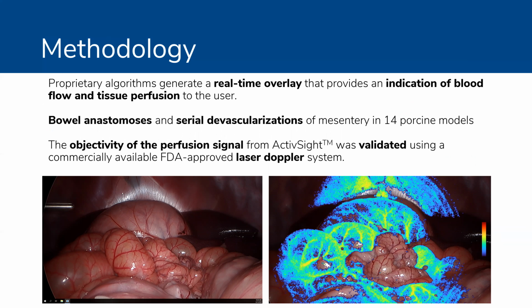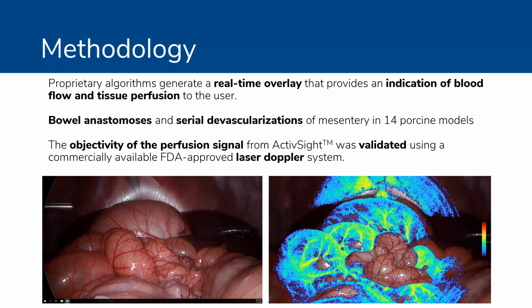On the left, we see a typical view through a laparoscope. The tissue being observed is porcine small bowel. A portion of this bowel has been devascularized. It is not immediately clear which segment is ischemic. On the right, we see a false color view of the ActivSight overlay. Blood flow is indicated according to the scale on the right of the image. Warmer colors indicate higher blood flow, and if sufficiently little flow is present, no false color is painted on the image. From this view, it is immediately clear that the segment of bowel in the center is inadequately perfused.